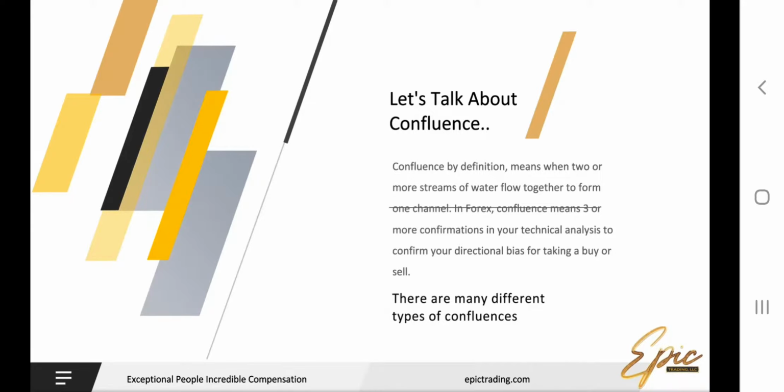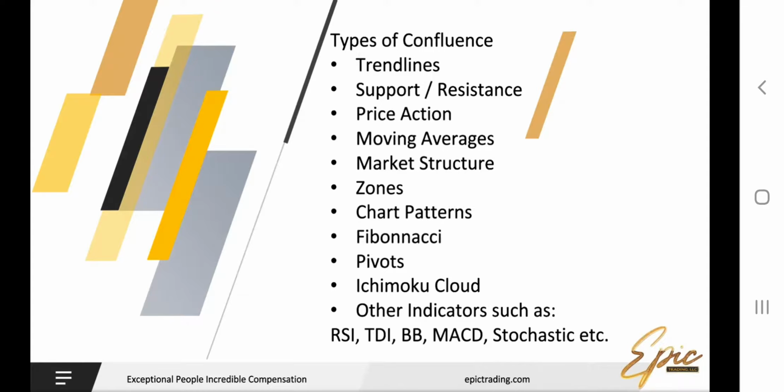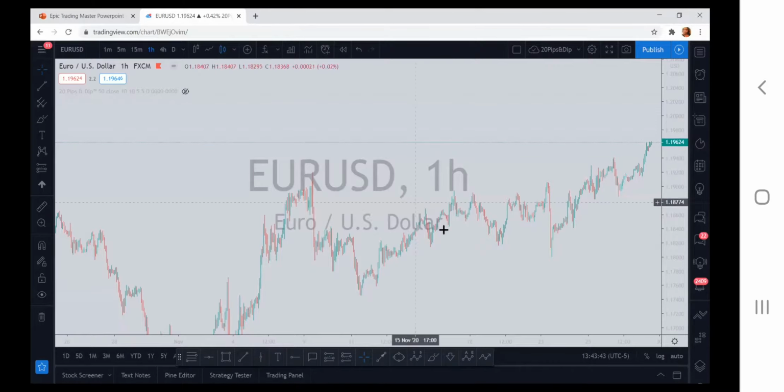So in Forex, you have many different types of confluences, right? So let's go to the next slide. There's different types of confluence. You have trend lines, support and resistance, price action, moving averages, market structure, zones, chart patterns, Fibonacci theory, pivot points, Ichimoku cloud, and other indicators such as RSI, TDI, Bollinger Bands, the MACD, stochastic, and more different indicators that you can use. Right. So let's head over to the charts really quickly, guys.